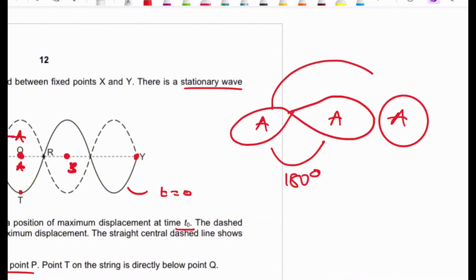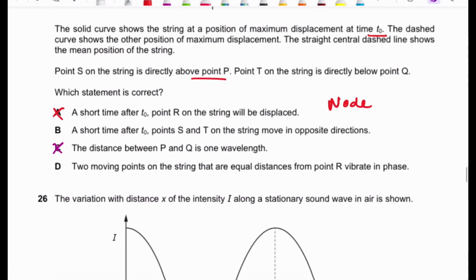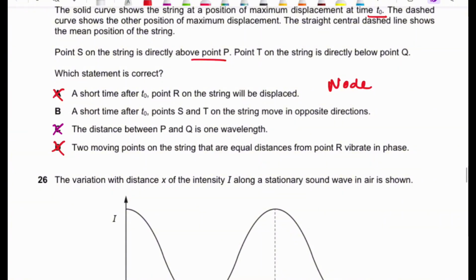Another antinode and the next antinode have a phase difference of 360. They vibrate in phase. So if an antinode is moving down, the next antinode will be moving up. The next one will also be moving down. So the one moving down and the one moving down are in phase. But the one moving up and the one moving down are in antiphase with a phase difference of 180. Okay, so they can't be vibrating in phase, right?